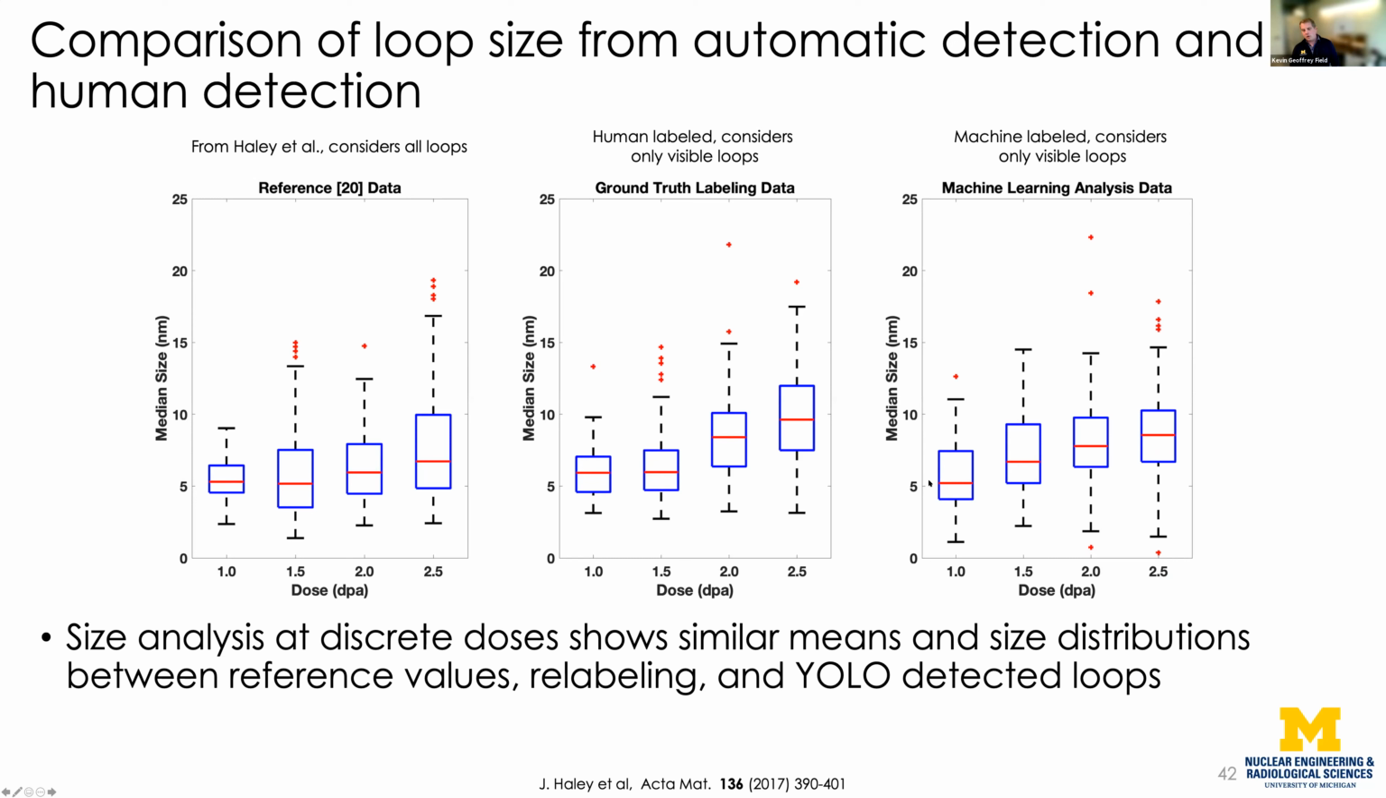All of these are showing the same trend, which is a monotonic increase with increasing damage, which is what you would expect. And generally speaking, the median or average sizes are roughly within the error of each other in that process. And so we're now getting human level performance with very little effort, to be honest, at this point. So this is really cool.